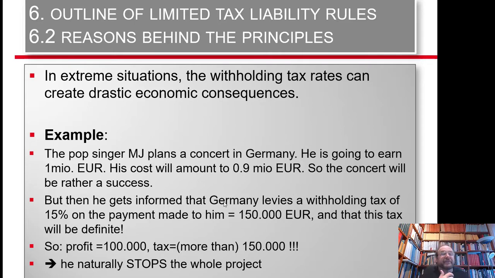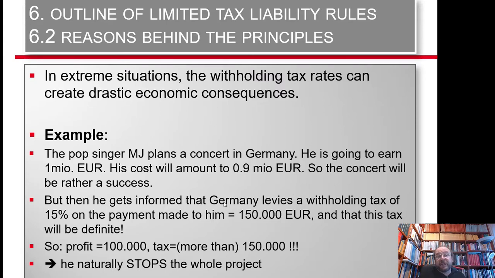Expected profit is 100,000. But then our foreign singer gets the information Germany levies the income tax by a withholding tax regime and demands 15% of the payment made to him. So 150,000 will be the simplified way, or the estimated amount of tax on his income, and that tax will be definitive. So no change will be possible. So no exact calculation of the profit and no exact assessment possible. Tax is just estimated to be 150,000.